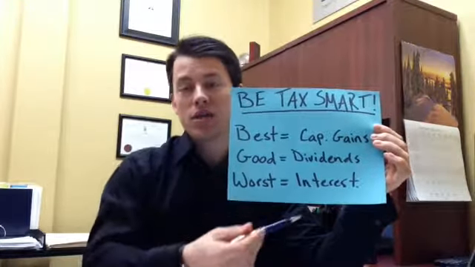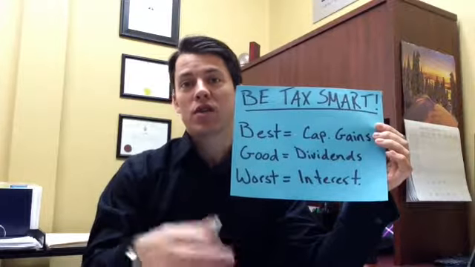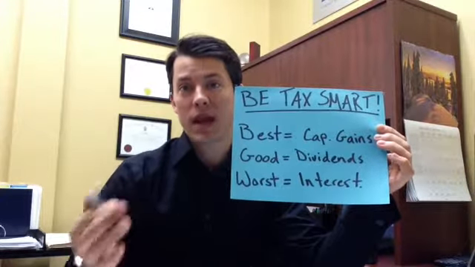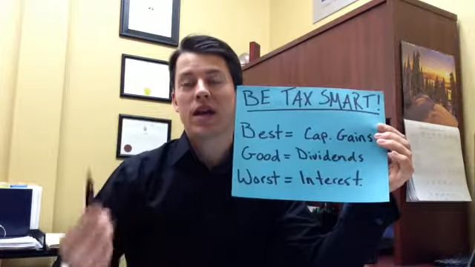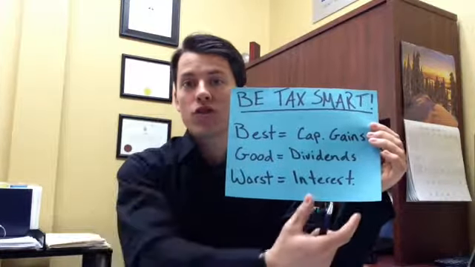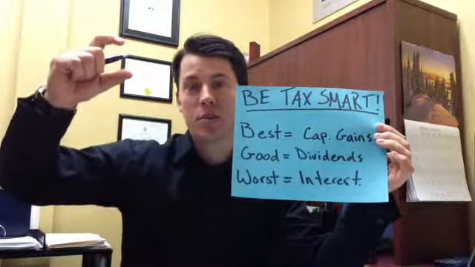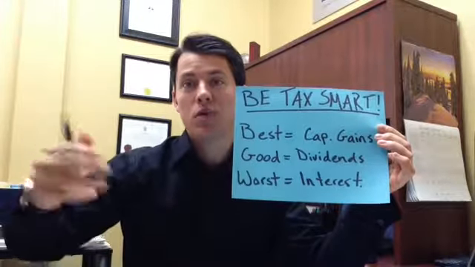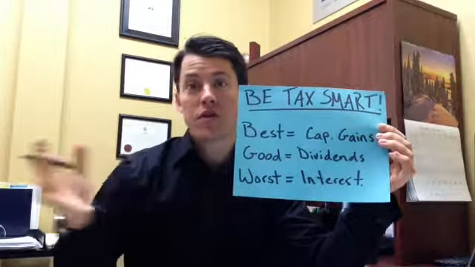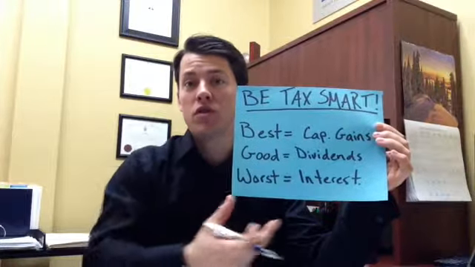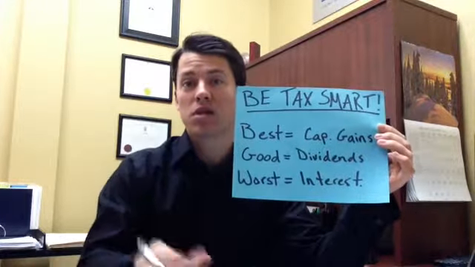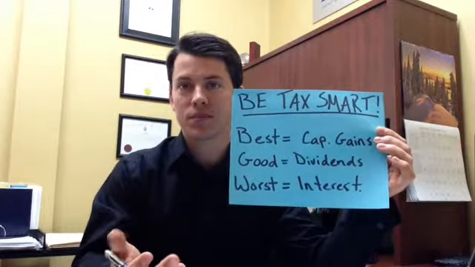The worst kind is interest. Interest, like in your savings account or GICs at the bank, are taxed at the same rate as your salary. So all interest income is just tacked on top of your existing salary, which means that if you're somewhere in the $40-some thousand or more range, you're losing a third of your interest in your investments to tax every year.